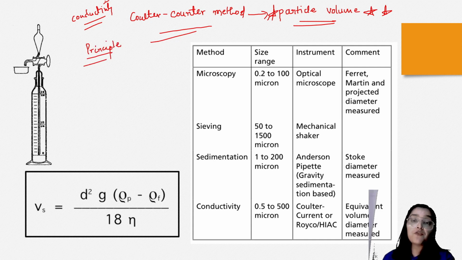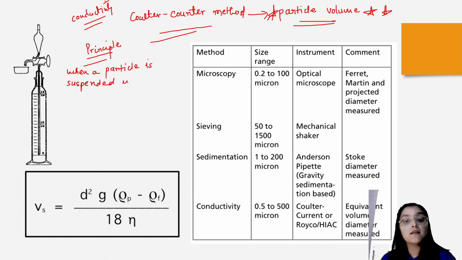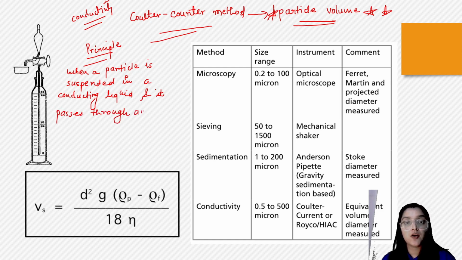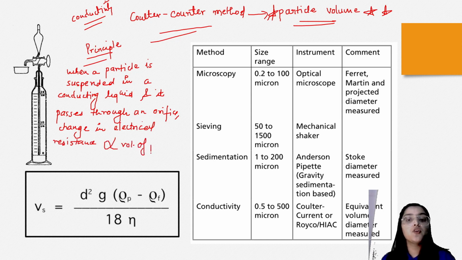So the basic principle of the Coulter Counter method is that when a particle is suspended in a conducting liquid and it passes through an orifice, there is a change in electrical resistance, which will be directly proportional to the volume of the particle.